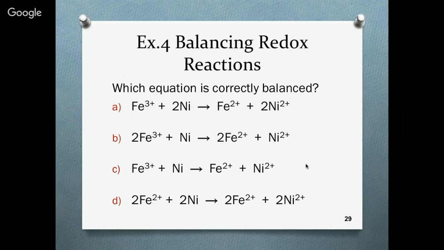All right, so take a second to look at this redox example. What I want you to do is figure out which one is correctly balanced. If there's a coefficient, that coefficient needs to be multiplied by the charge. You want to see which one has the same charge on the left and the right. Not only that, but the mass, like the amount of atoms, has to be the same. So take a second to try this one.